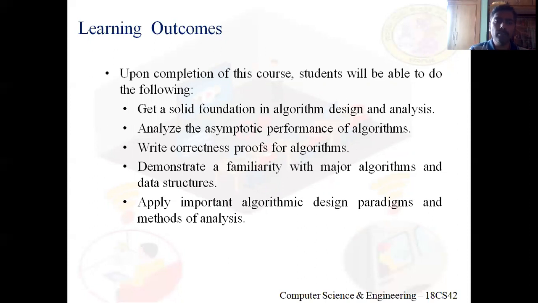Next outcome: you might have designed a solution that works for almost all instances, all inputs, but it may fail to give a result for one of the inputs. In that case, you are going to call the algorithm incorrect. I mean to say, you might have designed a solution that works 99%, 99.9% of the time, but fails for 0.01%. So what is the reason for that? We need an algorithm which works 100% perfectly, correct. Then we'll look at the major algorithms and data structures, and finally we'll come up with the design paradigms and methods of analysis.